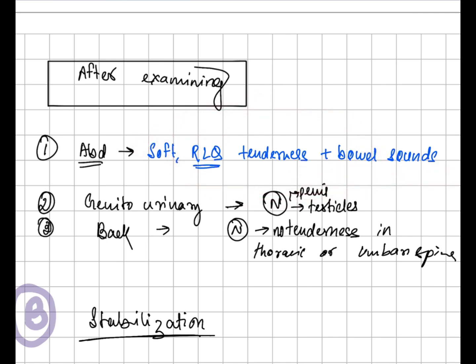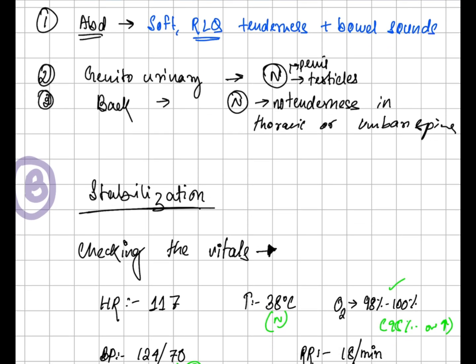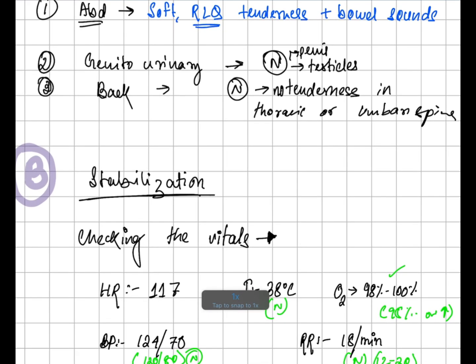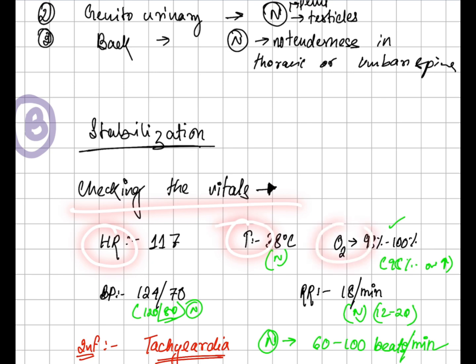Now we must stabilize the patient. If the patient has anything else, we will check the things in general. The first thing that comes is checking the vitals. We will check the heart rate, the temperature, oxygen, blood pressure, and respiratory rate. In this case, the patient has a heart rate of 117, temperature is 38 degrees, and oxygen is 98 to 100. Temperature 38 is not normal, slightly high, but we can consider it as normal. Normal is around 37, so 38 is slightly high but acceptable.